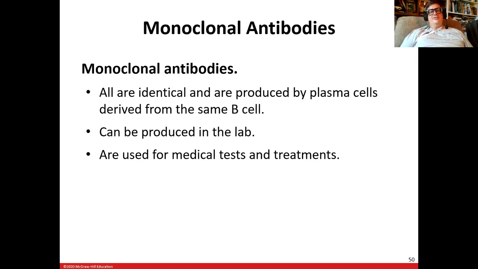Monoclonal antibodies, I told you the book talks about these. They're identical, made by the same plasma cells, derived from the same B cell. We can make them in the lab. For instance, the anti-cancer drug, with air quotes, Rituxan, is a monoclonal antibody. And it says used in medical tests and treatments. Totally. This would be one of those immune system therapies.